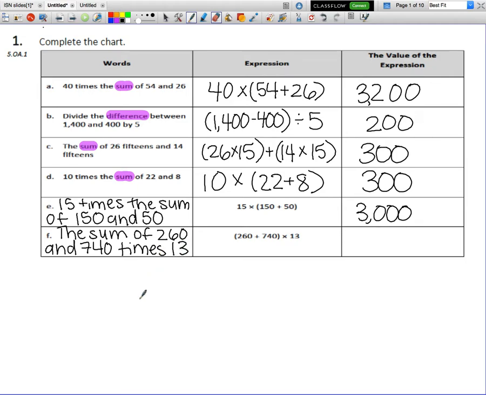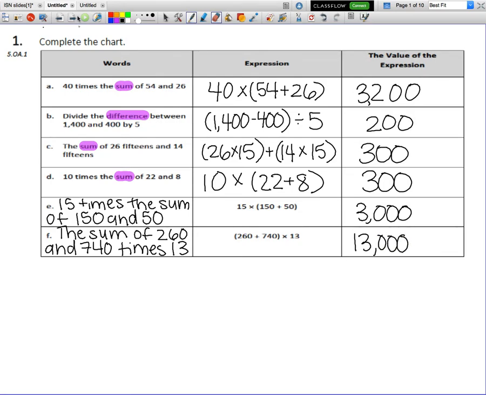I cannot say 260 plus 740 times 13 because I didn't use a solution word. You have to use a solution word if there are parentheses because that means you're multiplying the answer to this problem right here. So now we add, 260 plus 740 is going to give you 1,000. And 1,000 times 13 is 13,000.